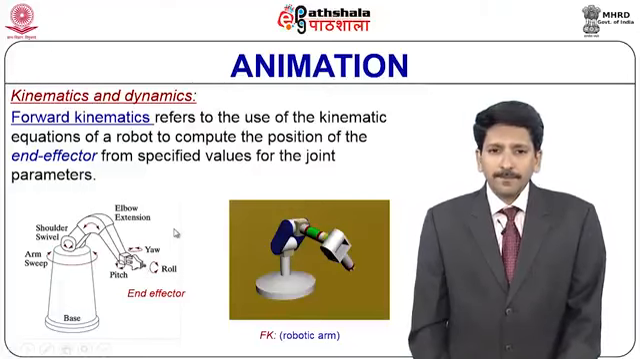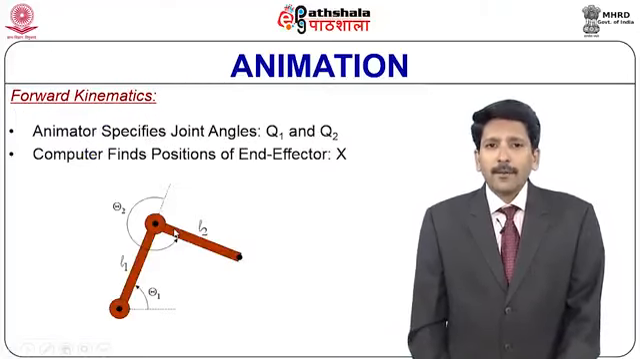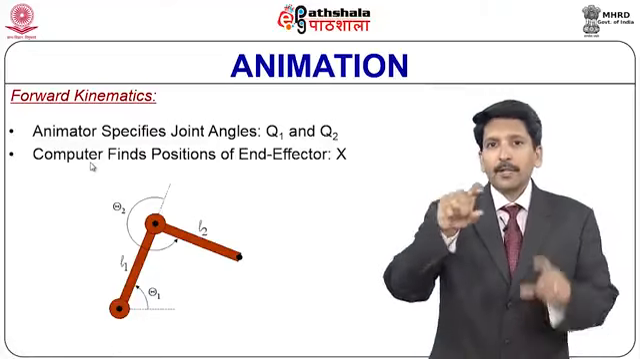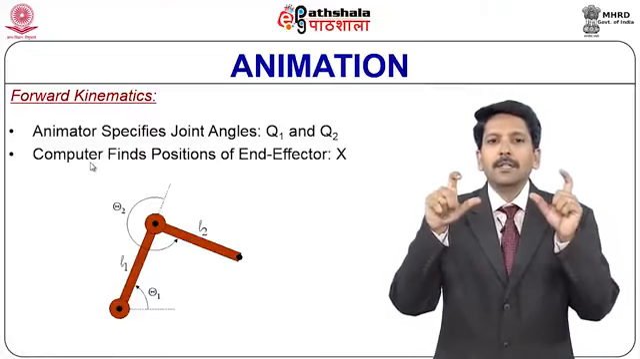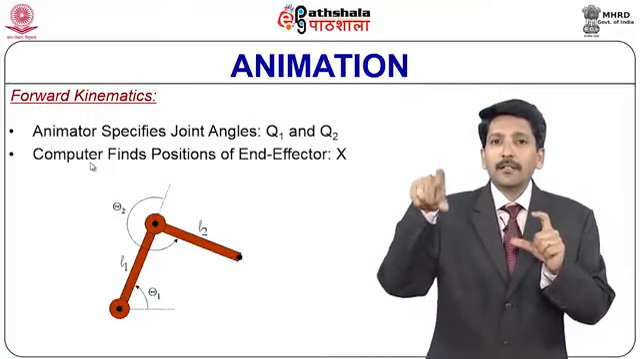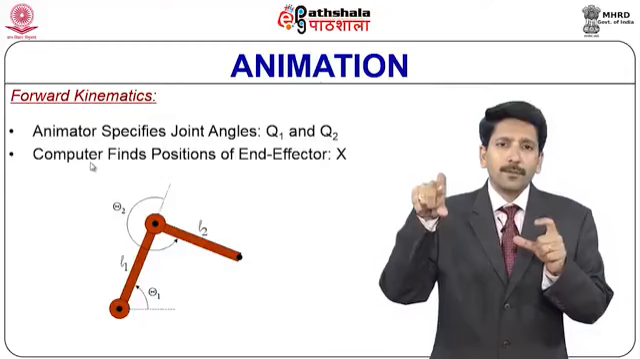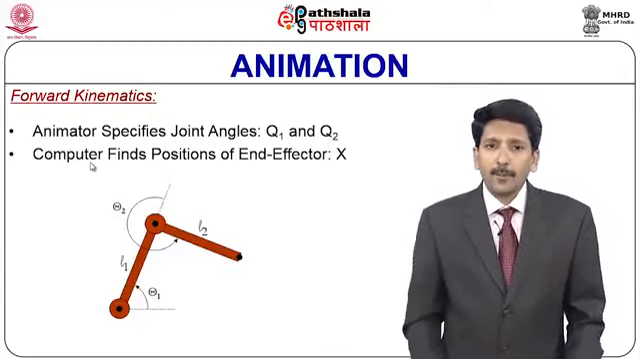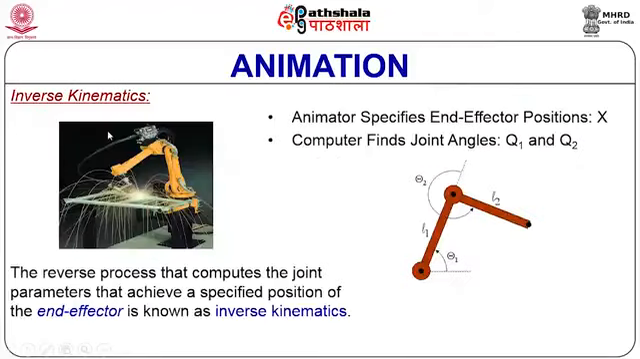That is forward kinematics. As you can see here, the animator specifies the joint angles Q1 and Q2. The computer computes where the effector should be. So, the angles for the various joints are given, and the software or the computer should simulate or compute the end effector's final position. That is forward kinematics. In the case of inverse kinematics, this is exactly opposite.